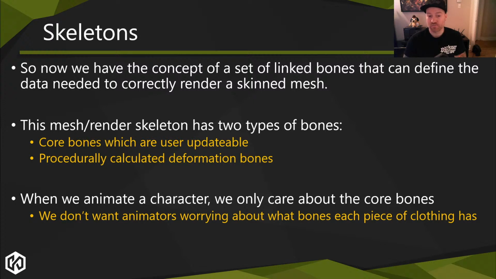When we do animation, at least character animation on the character, we don't care about these deformation bones. They are completely irrelevant to us. All we care about is the core set of bones that we want to animate, because we don't want to care about what the character is wearing when I'm animating the character. And we want animations to work across multiple meshes. We don't want to have to make an animation per mesh, right? So all animators care about is the core set of bones.